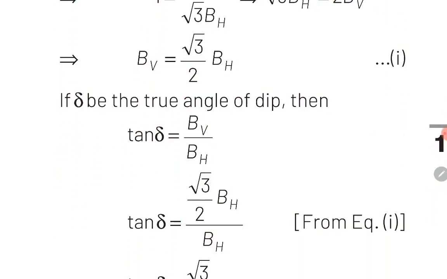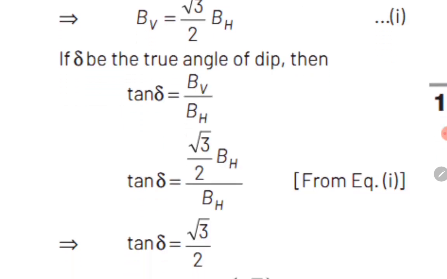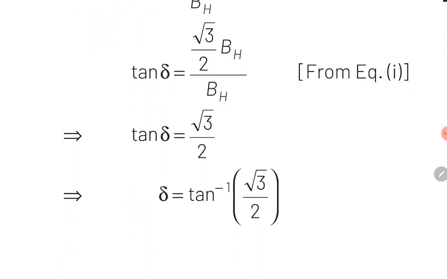Once we obtain this relation, we'll use the formula of angle of true dip. This formula is tan delta is equal to BV divided by BH. Substituting BV as root 3 by 2 times BH, we'll obtain the value of angle of true dip delta as equal to tan inverse of root 3 by 2. So guys, this is our final answer, and with this we have completed this question. Now let's move ahead to the next slide.